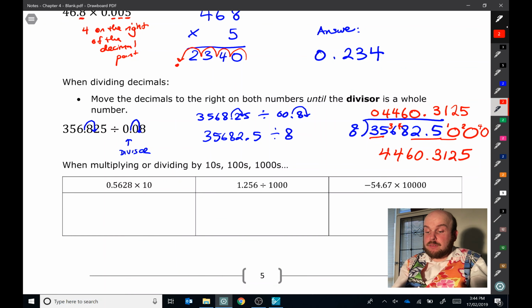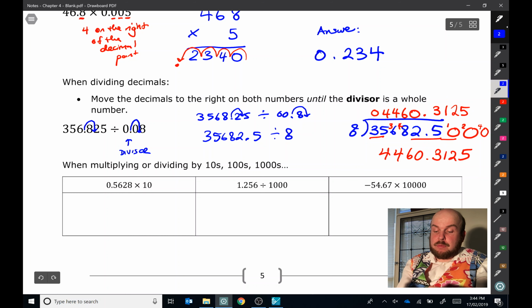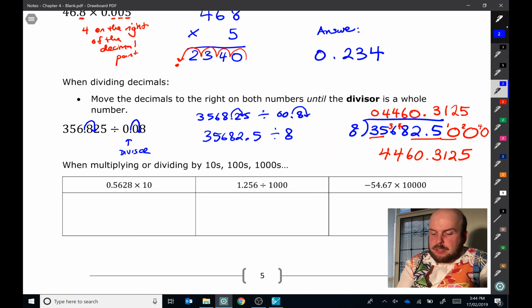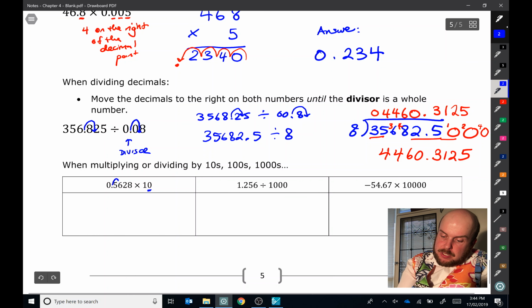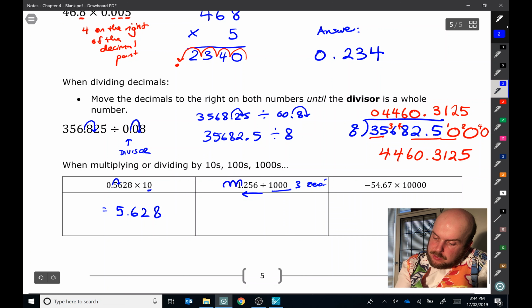When multiplying or dividing by tens, hundreds, or thousands, then all we need to do is just move the decimal place. So if we're timesing by 10, we move the decimal points to the right by however many zeros there are. So there's 1 zero, so the answer is just 5.628. If we're dividing by 1,000, there's 3 zeros. So divide means to move left. So we're going to move this decimal place 1, 2, 3.